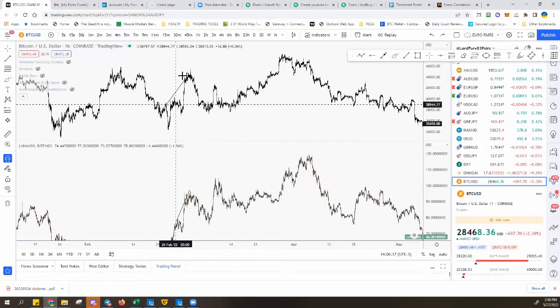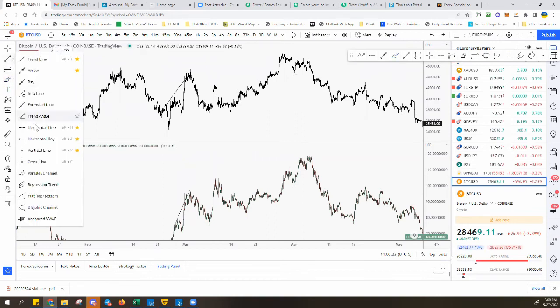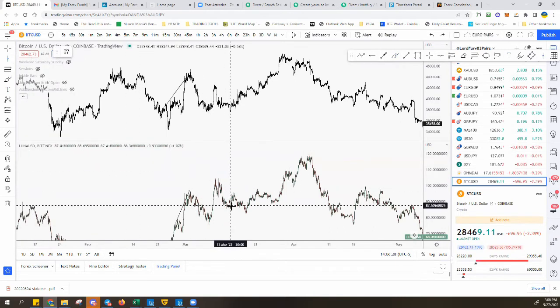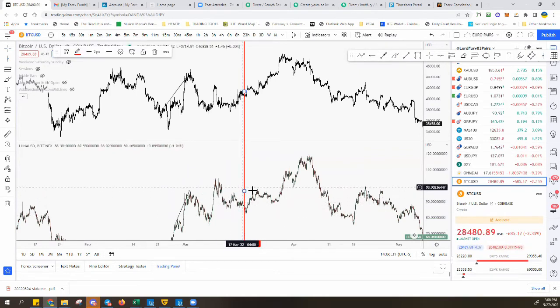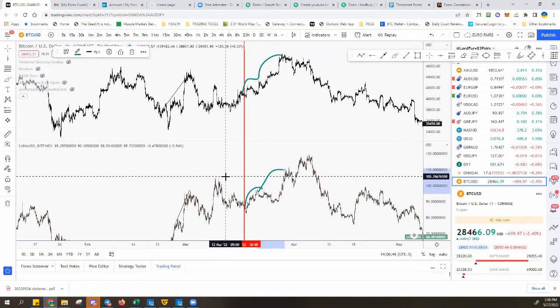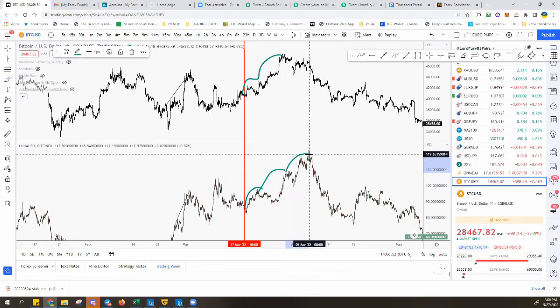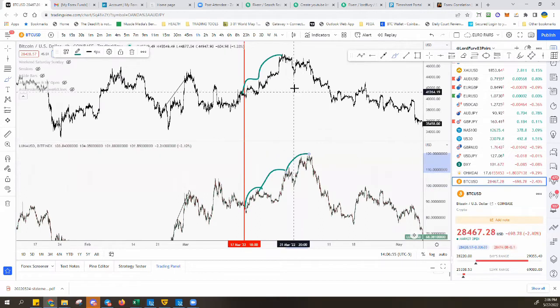So anyway, if you ignore this and just put a line over here, we can see that as we're making higher highs, we're now in sync. So boom, we're making a higher high, a higher high, a higher high, a higher high. And then what happens? As Luna continues to show strength and getting pumped up, Bitcoin has moved down.